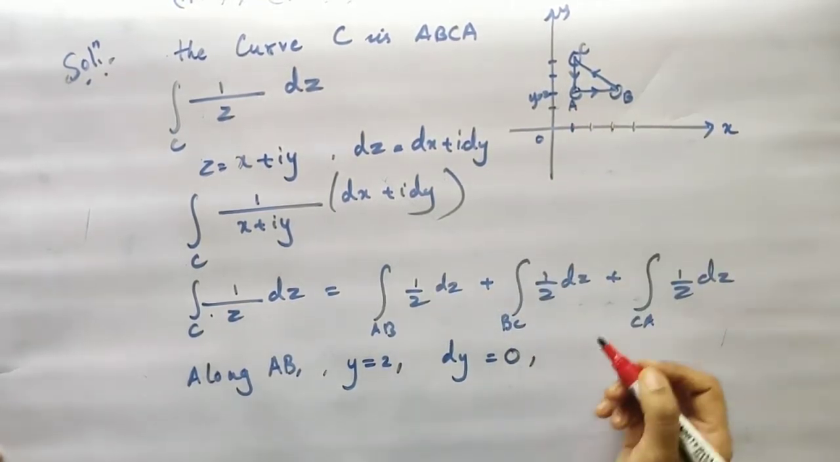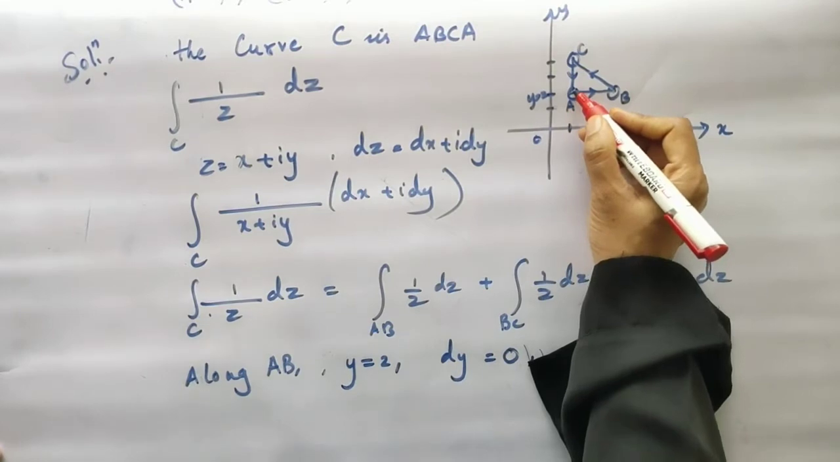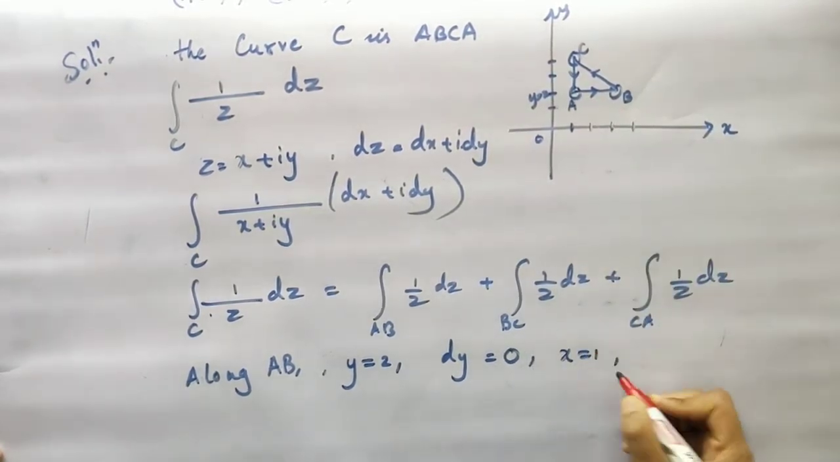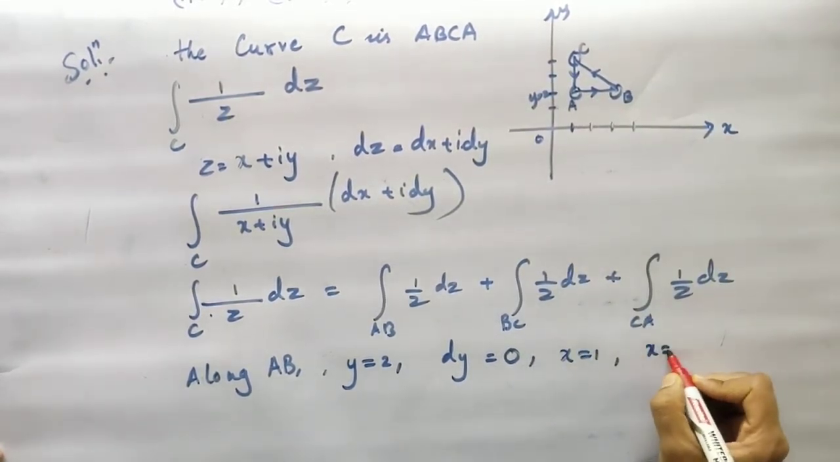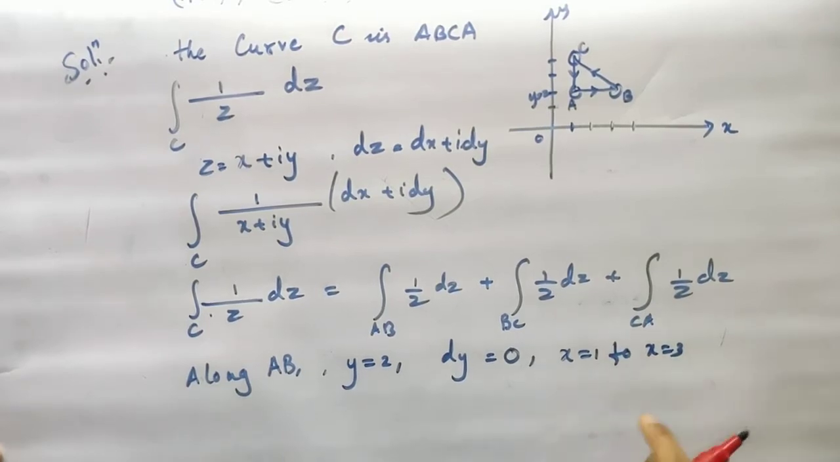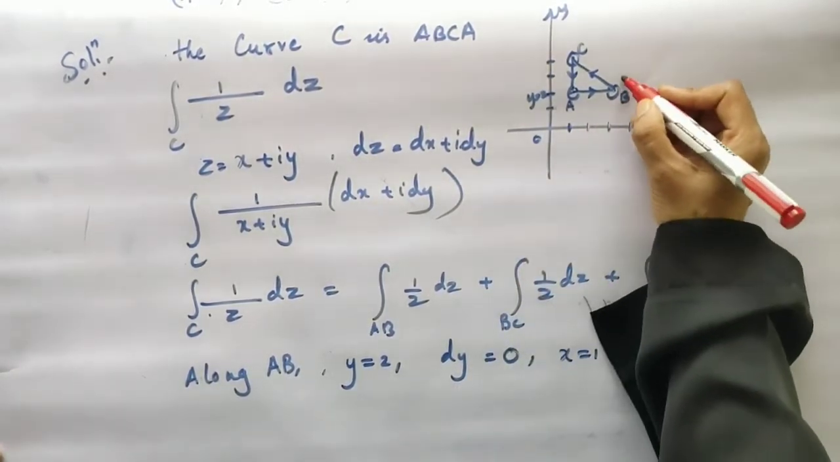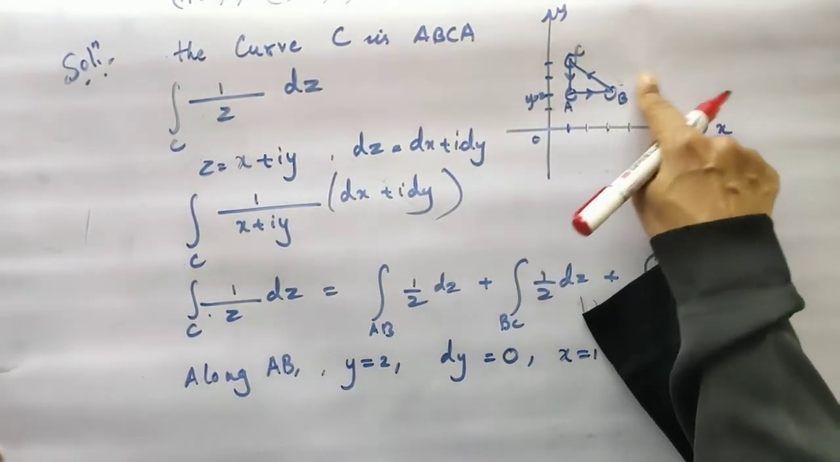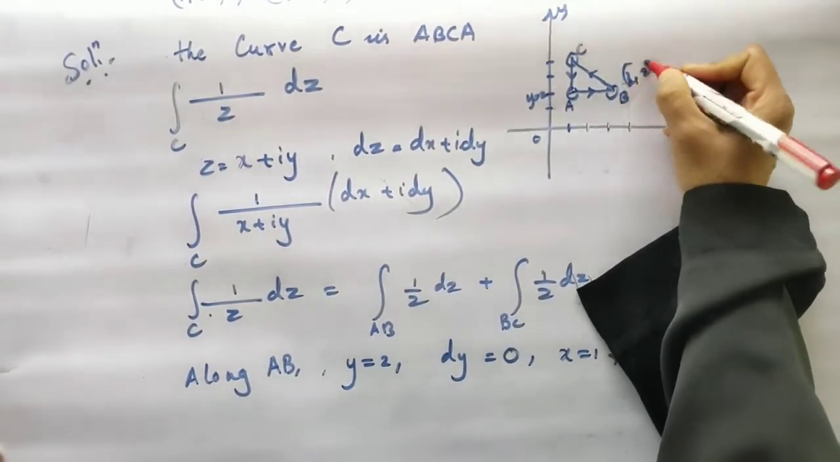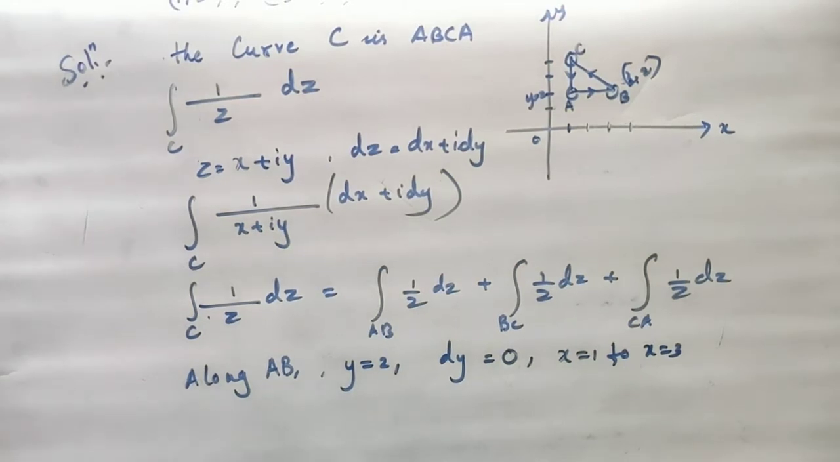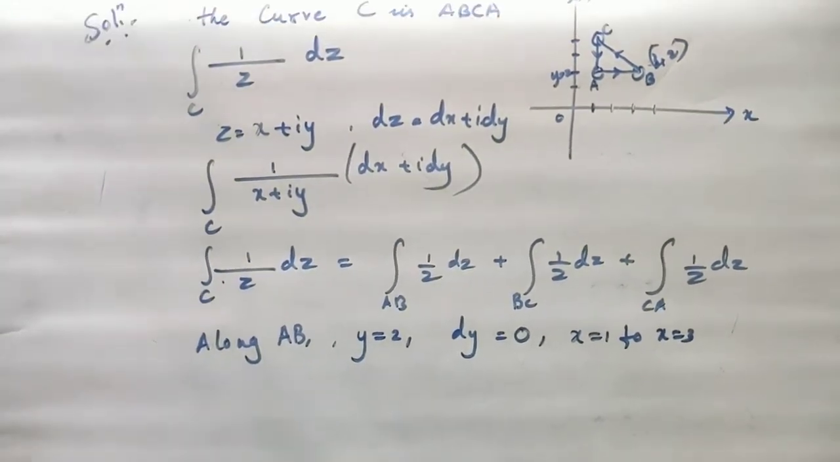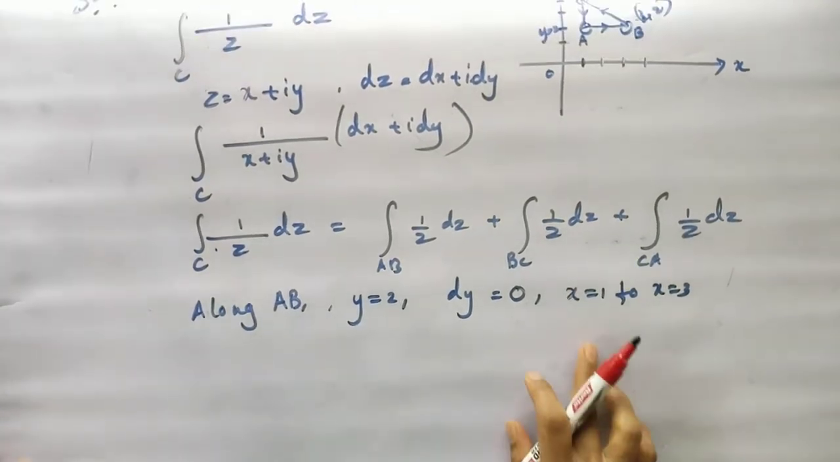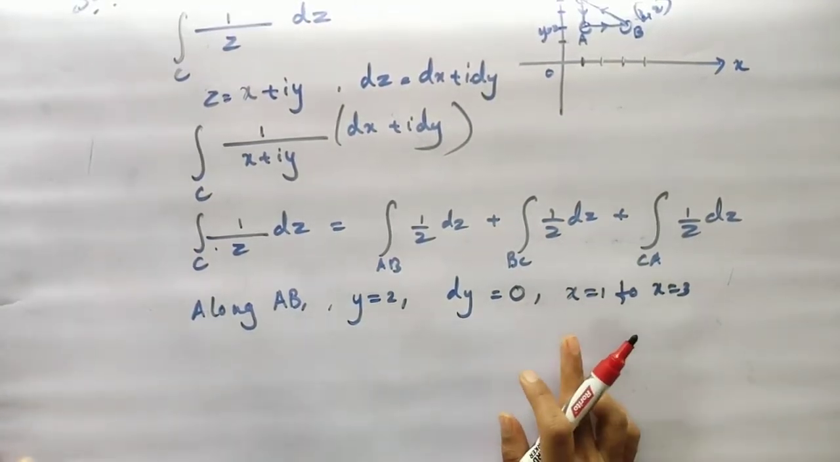So how is x varying along AB? At A, the value of x is 1. At B, the value of x is 3. This is the point (3, 2), which we have marked. So x is varying from 1 to 3, y is 2, and dy is 0.